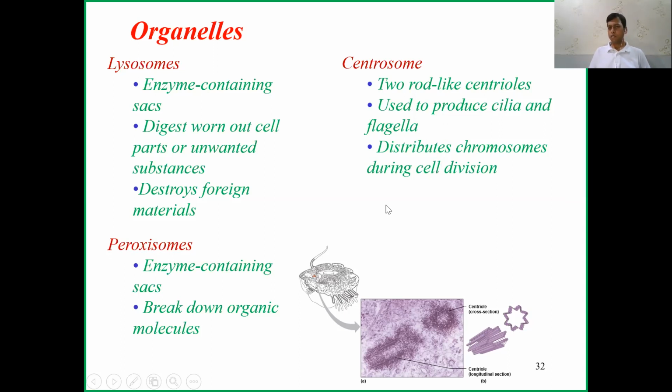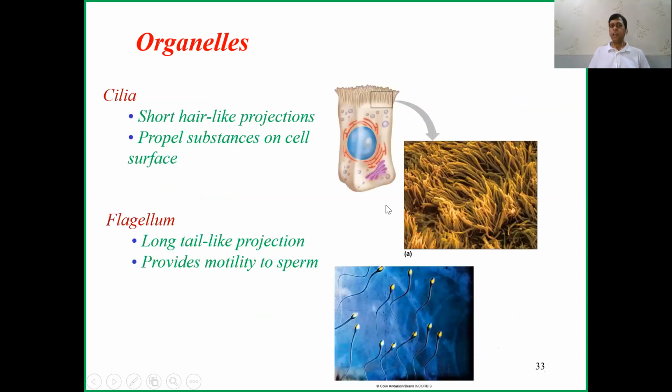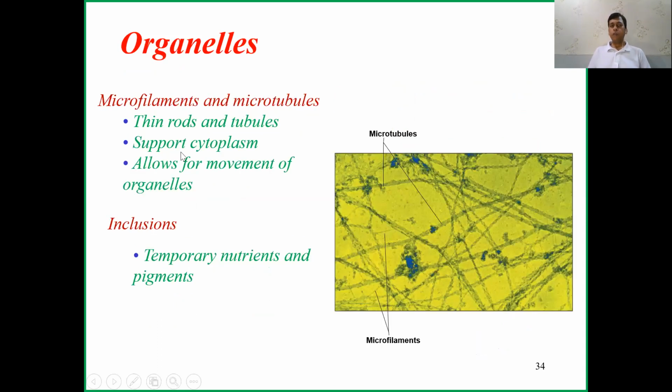So this is about multiplication, cell multiplication, and the cilia, the hair-like structure, which helps in propelling something. So this is in some cells, say in the mucous membrane, they have this kind of structure for propelling some foreign particles or any substance. So they move like wind, okay? And the flagellum is the long tail-like structure which helps in the motility of the cell, like sperm. And they have microfilaments and microtubules. So they have thin rod tubules which support the cytoplasm and allow movement of organelles. So they give a support system, giving the structure.